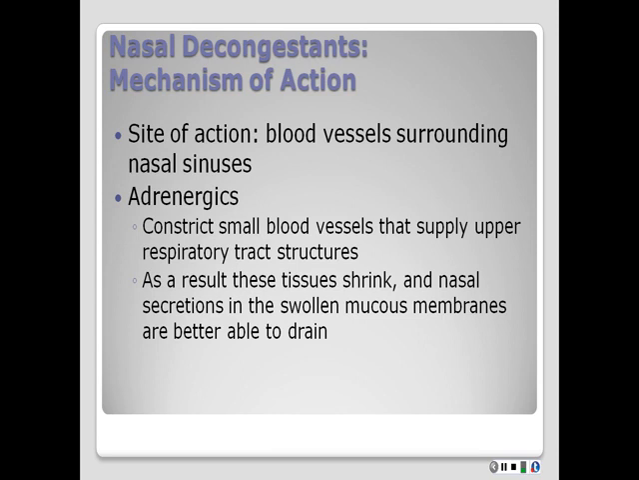So the anticholinergics work by constricting small blood vessels that supply the upper respiratory tract structures, and as a result, they shrink all of those small vessels, and then the secretions in the swollen mucous membranes are better able to drain, so it makes things a little bit better. So the site of action for these are the blood vessels surrounding the nasal sinuses.